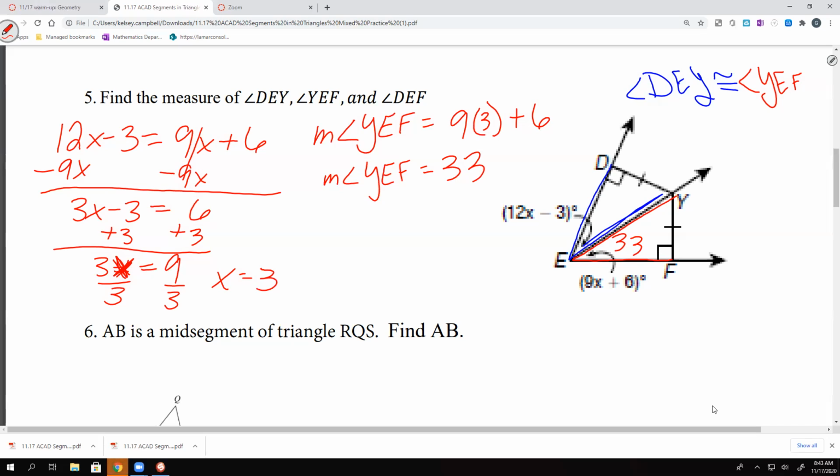What other angle do I know now? Yeah, DEY, the blue one, yes? Okay, what is it? It's also 33 because they're congruent, yes? Okay, now how about angle DEF? Yeah, DEF is the whole thing, so we just add them. So yes, it's 66. So angle DEY was 33, and angle DEF is 66. Okay, very good.